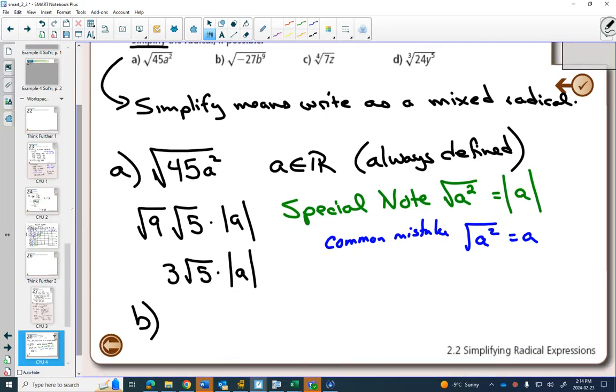For b, we'll start off where it's defined. We've got the square root of negative 27 b to the 9. Can you see if b is positive, you're going to have a problem. If b is 0, it's going to be okay. If b is negative, a negative to the power of 9 will be negative, times a negative will be positive. So b is defined only when it's less than or equal to 0.